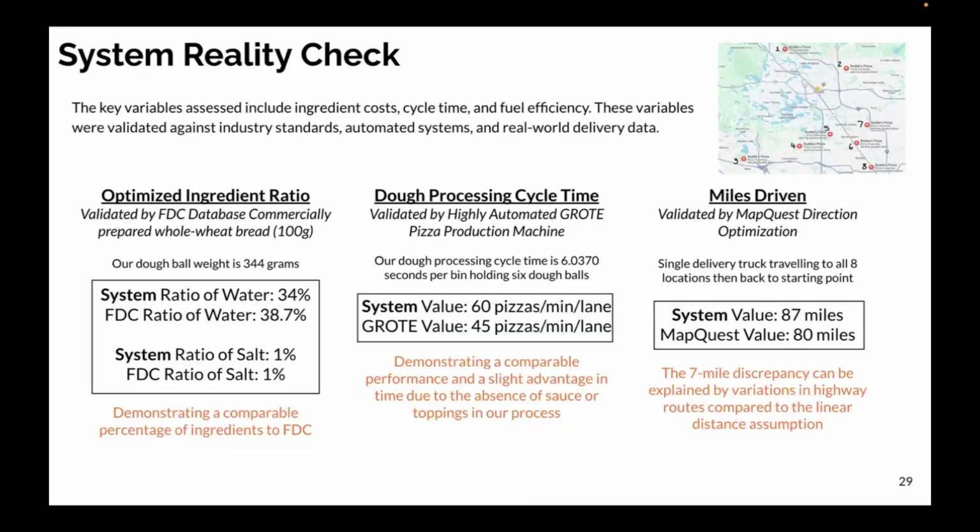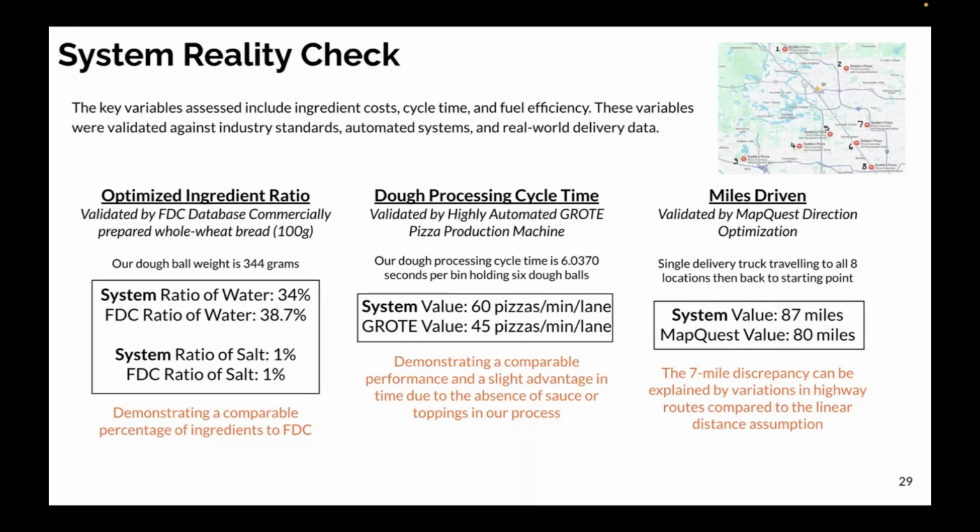We assessed key variables to ensure that our system was aligned with reality. On the left, the FDC validated our optimized ingredient ratio. Our dough ratio was 34% water and 1% salt, which closely matches the FDC values for commercially prepared whole wheat bread, demonstrating a comparable formula.